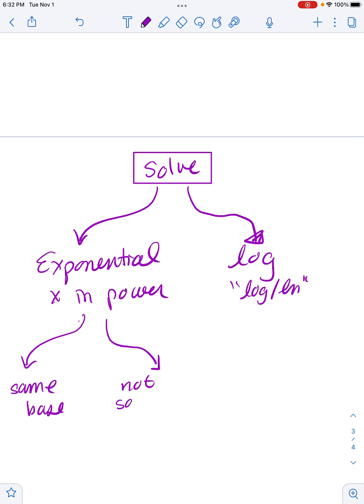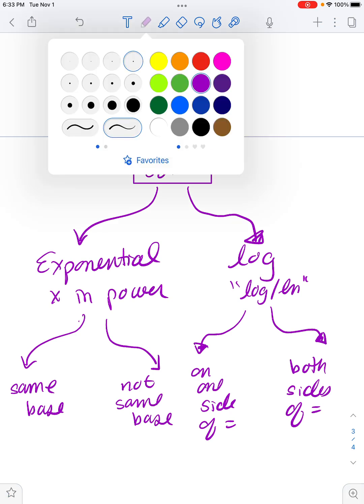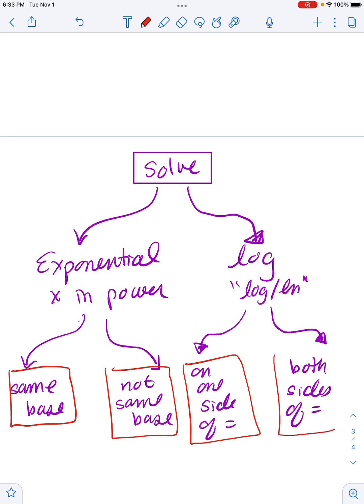Then if it's exponential, you're going to decide, can it be written as the same base or not the same base? And then there's going to be a solving method for each of those situations. And then with logs, you're going to use your eyeballs to decide, are there logs or ln's on one side of the equation or on both sides? So there's 4 cases that we're going to look at quickly, basically through example. And that's how it plays out, is it's going to be one of these 4 scenarios. Do you know how to do these? Identifying what it is is easy.